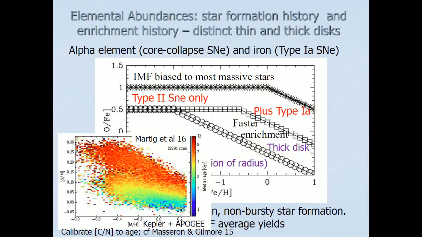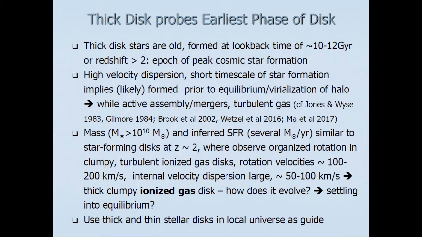So the thick disk probes the earliest phase of the disk, formed at redshift 2, as we've mentioned, high velocity dispersion, short time scale of star formation, enhanced alpha, narrow range of ages, probably formed prior to equilibrium, virialization of the halo. This was also part of my thesis, the first theoretical model for how you would form a thick disk, just at the time that it was being discovered by Reed and Gilmore, so then we started to work together.